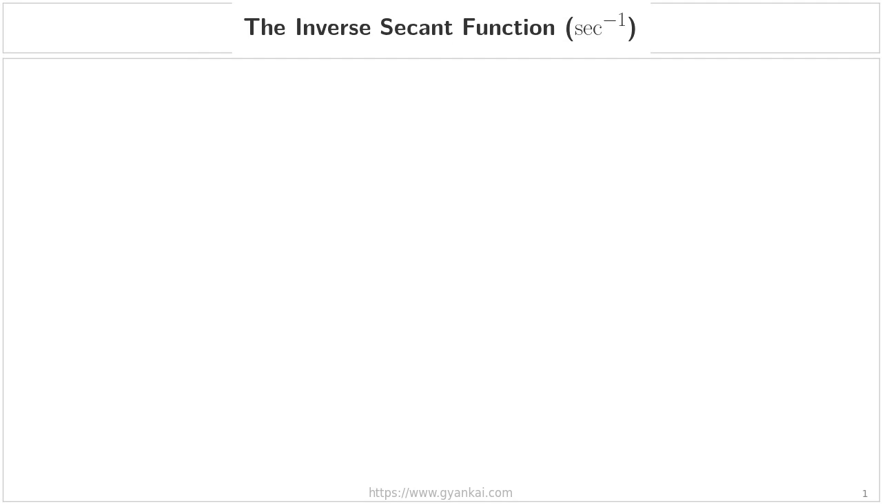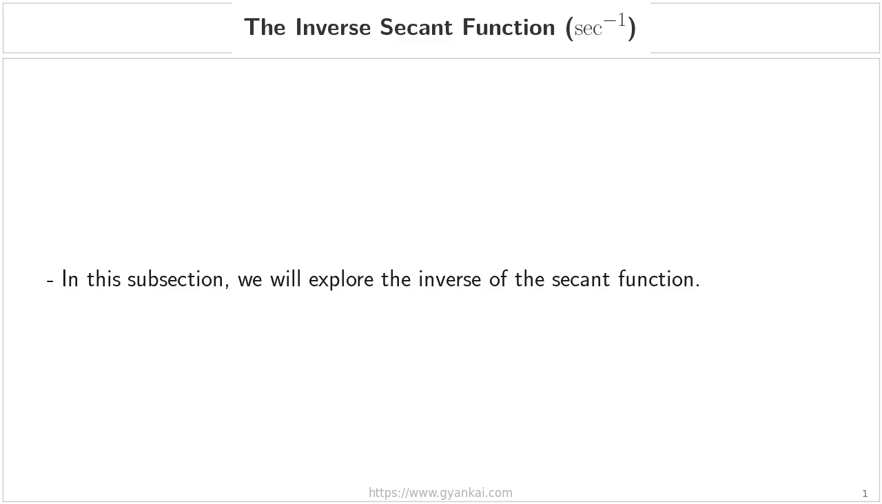The inverse secant function, sec⁻¹. Hello everyone. In this subsection, we are going to explore the inverse of the secant function.